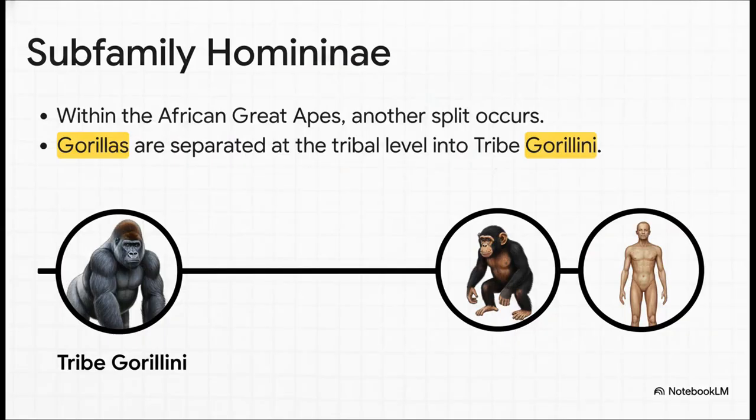We are getting so close now. Inside that group of African apes, the subfamily Homininae, another split happens. The next to branch off are the gorillas. They get separated out at the next level of classification, which is called a tribe. In this case, the tribe Gorillini.